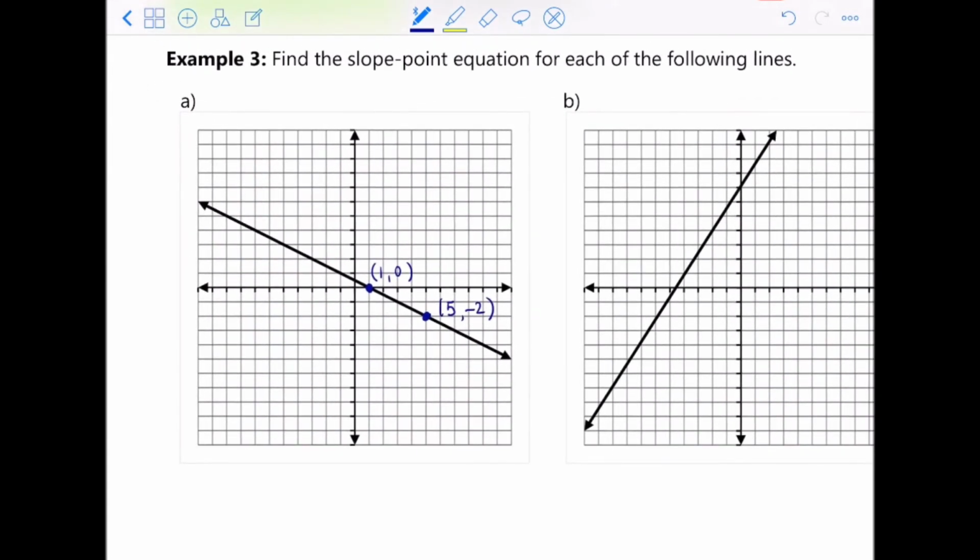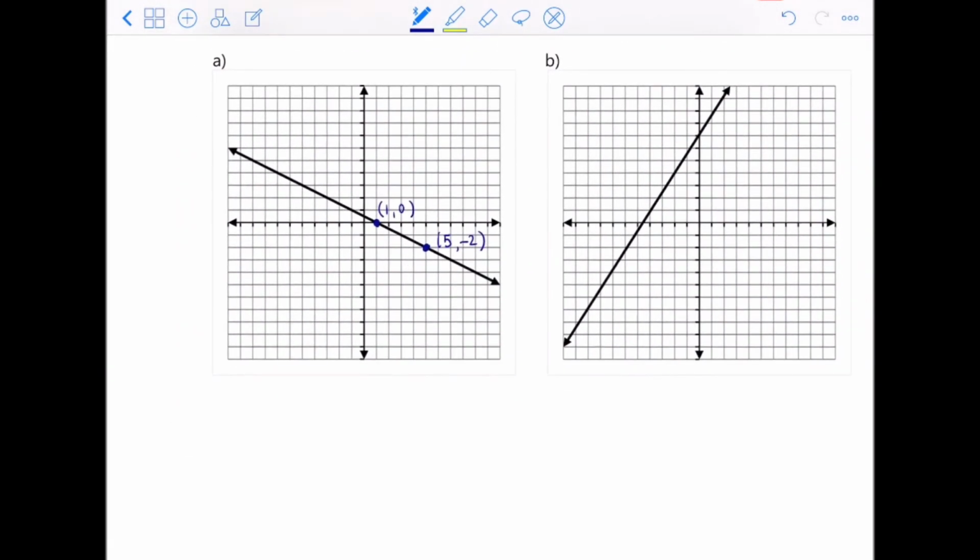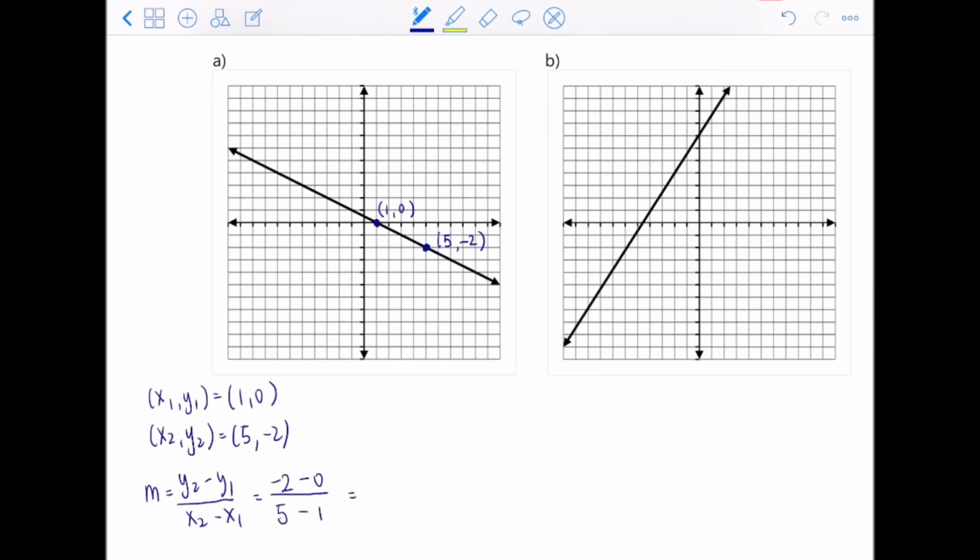Alright, so now that we picked 2 points, we can actually calculate the slope. So first, we need to state that x1, y1 is 1 and 0, and x2, y2 is 5 and negative 2. Then slope is y2 minus y1 over x2 minus x1. So we can use negative 2 minus 0 all over 5 minus 1. So we get negative 2 over 4. We can reduce this into negative 1 over 2. So our slope is negative 1 over 2.